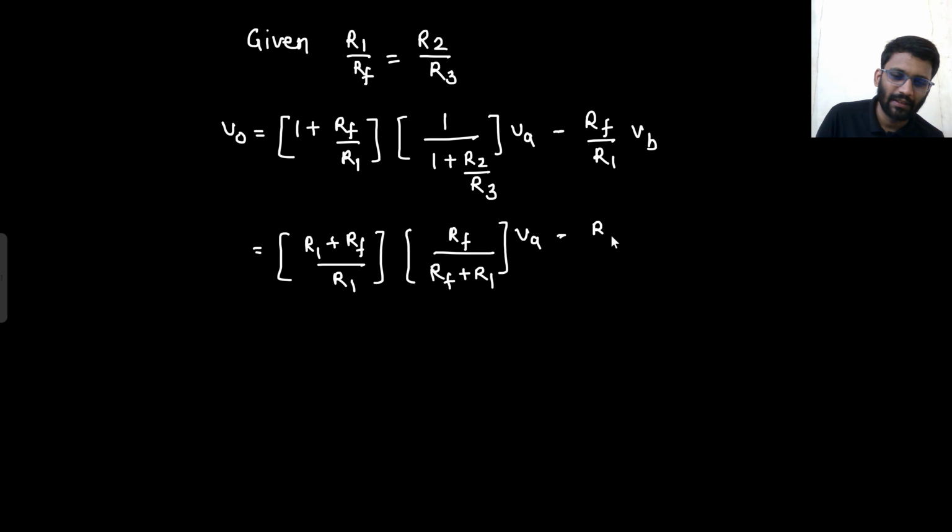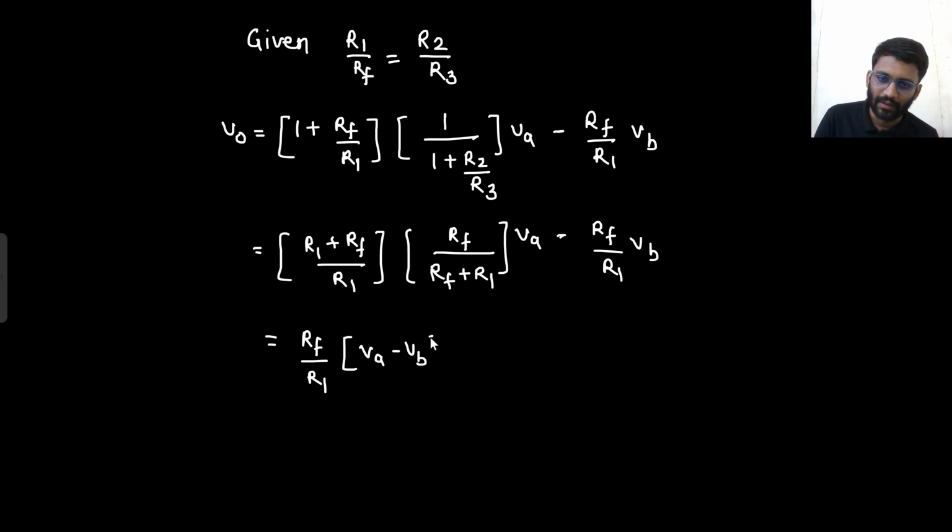VA minus RF by R1 into VB. So this is getting cancelled. So what you are getting in the output? RF by R1 into VA minus VB. This is what you are getting at the output. That's it.